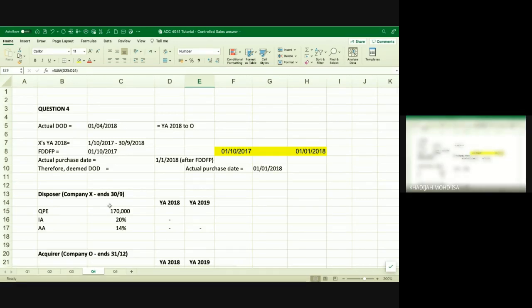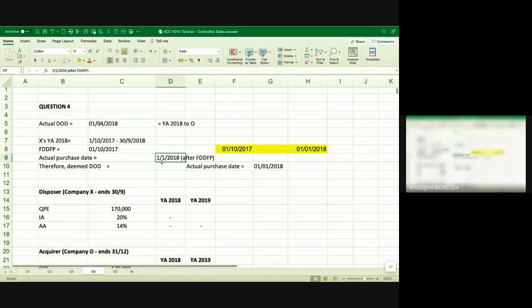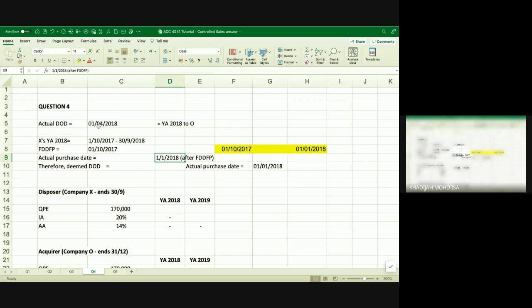Alright. So okay, for question 4, I think the confusion is because of your FDDFP, right? So I go back to your question 4, the date of disposal is 1st of October 2018. This is YA 2018 to the disposal, to the acquirer, right? So 2018 to the disposal starts because year end is 30th of September. So that would be 1st October 2017 for the FDDFP. But if you dispose on 1st October 2017, but you actually purchase the asset on 1st January 2018, that's why I draw this line. Alright, this is the date of disposal, the FDDFP, but this is the actual acquisition.